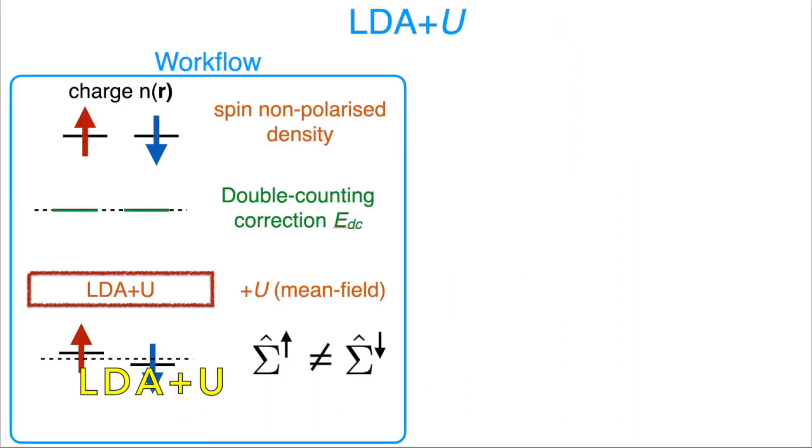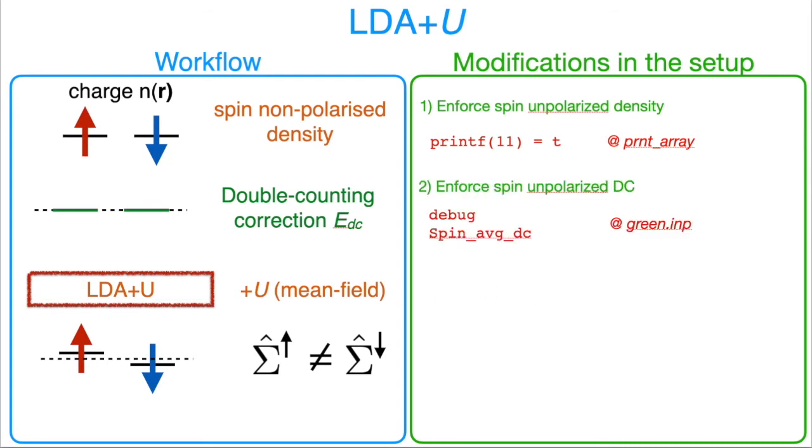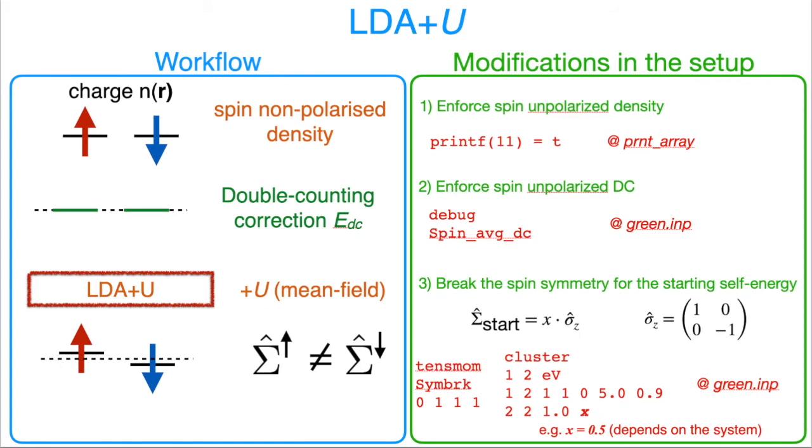And now we will try to perform an LDA+U calculation. We have to start from spin unpolarized density. The double counting is also non-polarized, and magnetism arises solely from the U part. In practice, we will have to do several modifications in our setup, such as, first of all, we have to enforce that the density is actually unpolarized at every iteration, and this is set by the flag 11 in the print array. We also have to make sure that the double counting is the same for both spin channels. For this purpose, we use the special debug flag, spin average double counting. And finally, we have to break symmetry for the starting self-energy.